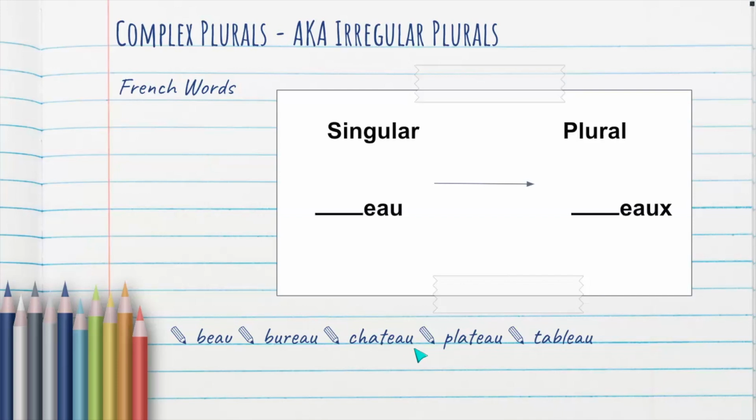Chateau is another one that, if you happen to be exploring the Loire Valley and you're looking at multiple chateau, you will find some English sites and stuff that say chateaus with an S on the end, and that is wrong, you're wrong.